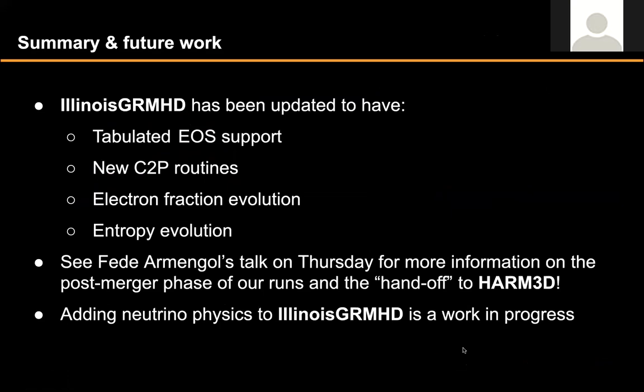IllinoisGRMHD has been updated to support tabulated EOS. We have upgraded the conservative-to-primitive infrastructure. We have added support for both the electron fraction and entropy evolution. And I would suggest you catch Fede Armengol's talk on Thursday for more information on how the run is going to proceed from now and the handoff that we're going to do to HARM3D. And adding neutrino physics to IllinoisGRMHD is also something we are doing right now. So keep tuned for that. So thank you.